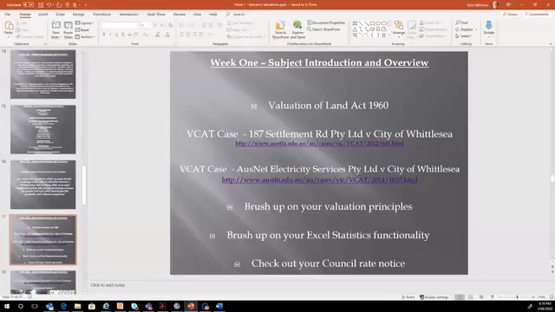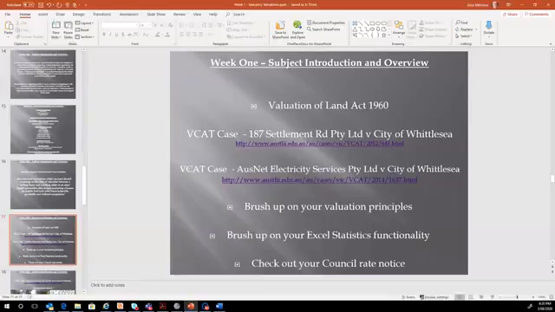Important because it tests the definition of market value against the principles of rating valuations. So that's an important court case. The next one, AusNet Electricity Services Proprietary Limited versus City of Whittlesea. Again, two cases that I was involved in.